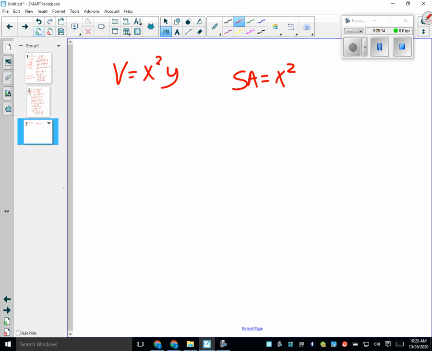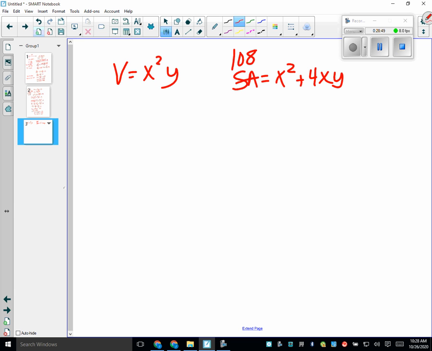X times y? How many sides are there? 4. Plus x plus 4. So if we were trying to find top and bottom, would it be 2x first? It would be, but it's an open top. So instead of surface area, can I put 108? Right?